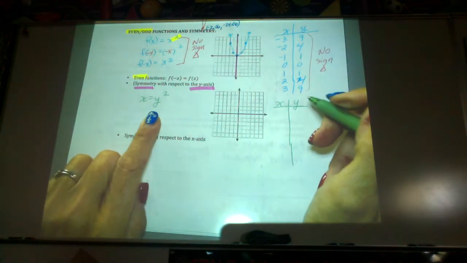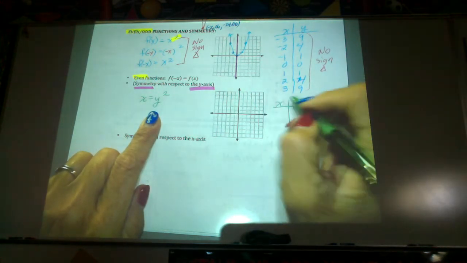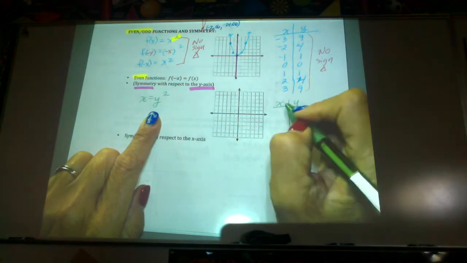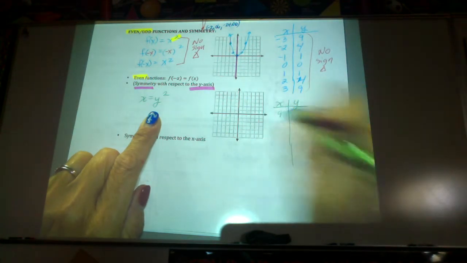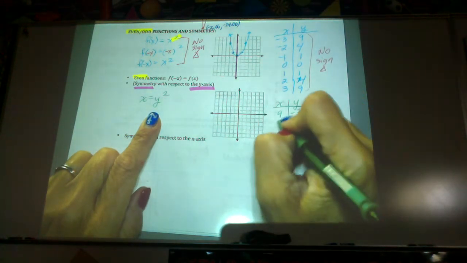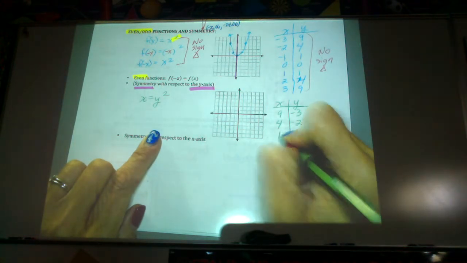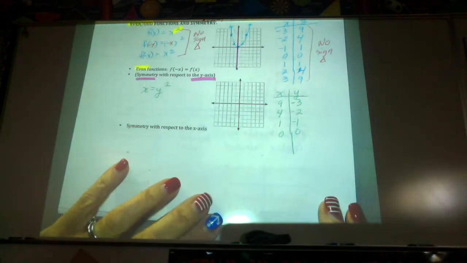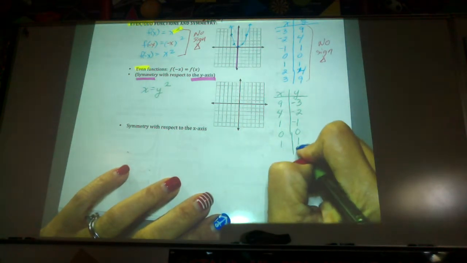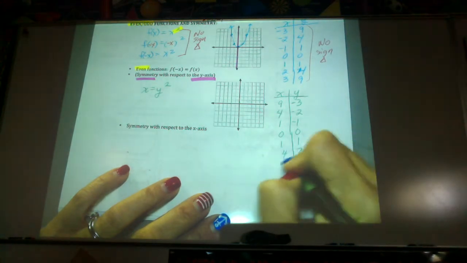I'm going to choose values for y because it would be easier than choosing values for x. So if I choose -3 for y and I square it, I get a 9 for x. If I choose -2 for y and I square it, I get a 4 for x, and so forth. So -1 gives me a 1, 0, a 0, +1, a 1, +2, a 4, and +3, a 9.